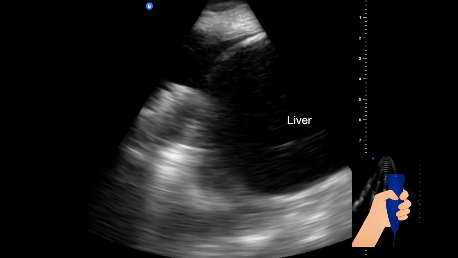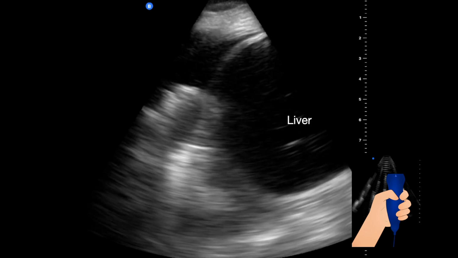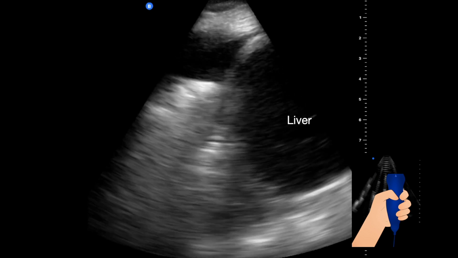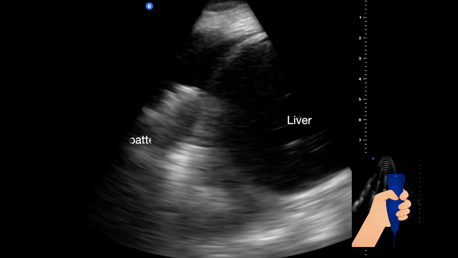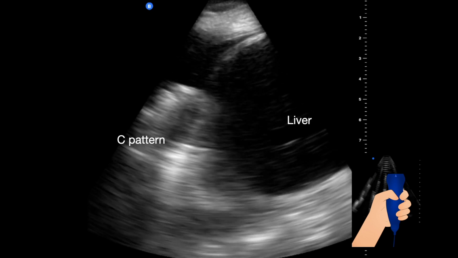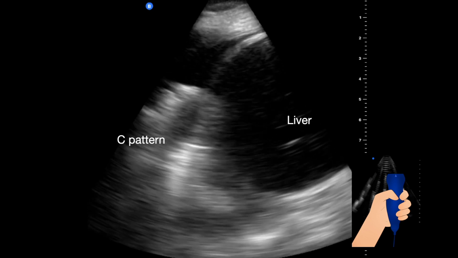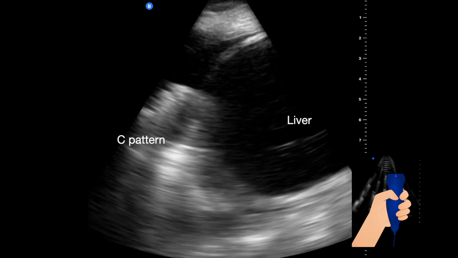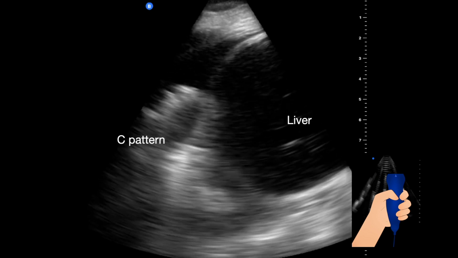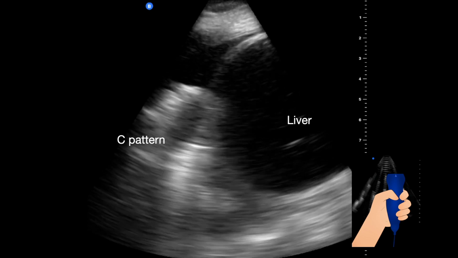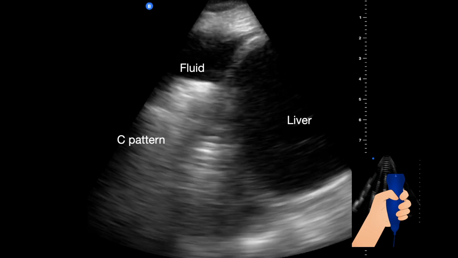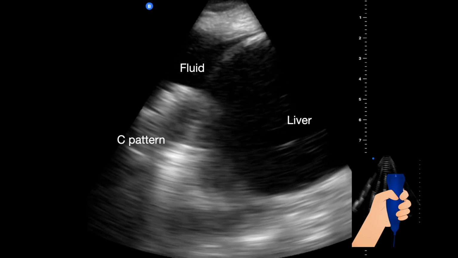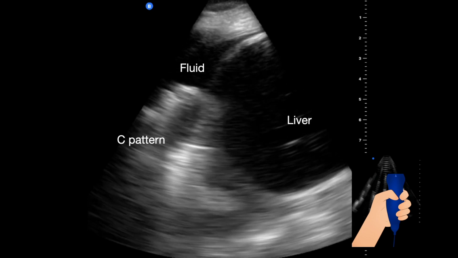Here we have a different patient, this time with an ultra-portable ultrasound, the Butterfly, and we can see the liver. We can see on top of the liver the diaphragm and C pattern. That's the lung coming in and out. In lung mode, in the Butterfly, this is how you will see consolidation. Then you can see fluid. This patient had an atelectasis secondary to the fluid.